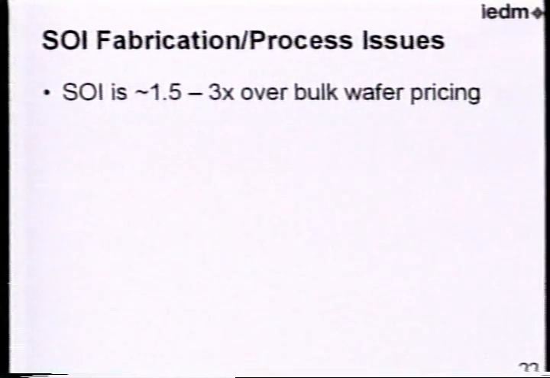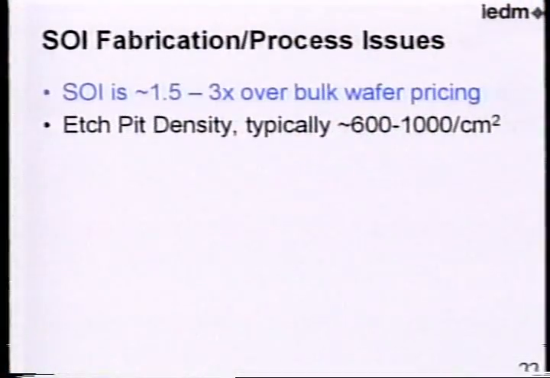Okay, so SOI fabrication issues. We'll get back to the double gates in a minute, but SOI, of course, is more expensive. It's 1.5 to 3 times the cost over bulk pricing at this time. The problem with SOI has been for a long time, since it started back when CMOS was first done, the etch pit density, or the defects, the threading defects and so forth that come up to the surface, which are on the order of 600 to 1,000 per centimeter squared, which needs to be lowered yet.